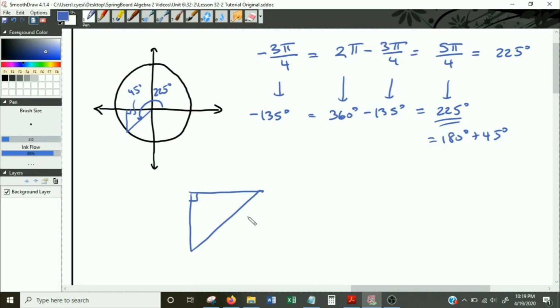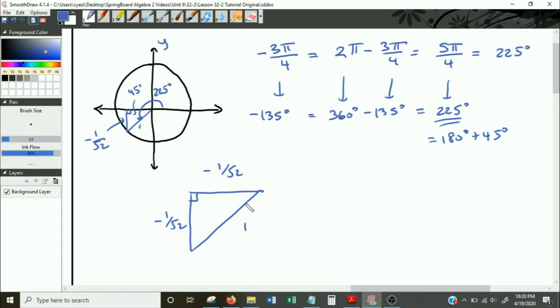Since it's a unit circle, this is 1. So this is going to be 1. This is going to be 1 over root 2. But this one is going to be negative 1 over root 2, reason being that it's in the negative y-axis. The coordinate here is in the negative y-axis, so it's going to be negative 1 over root 2. This is also going to be minus 1 over root 2, because it's in the negative x-axis. So we have this and this.